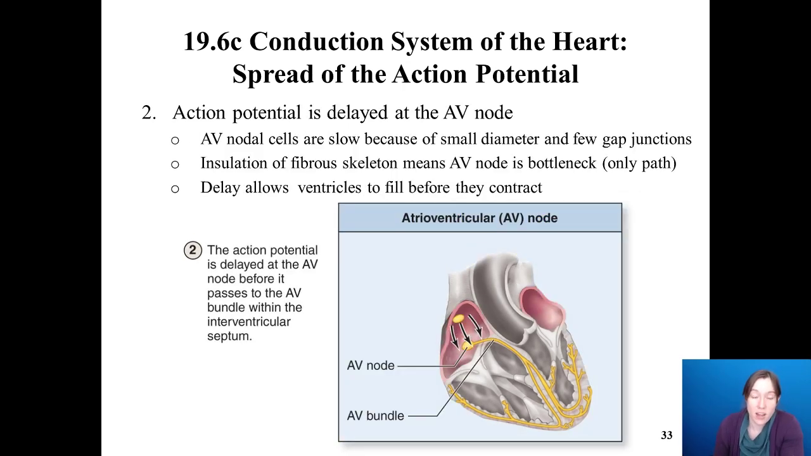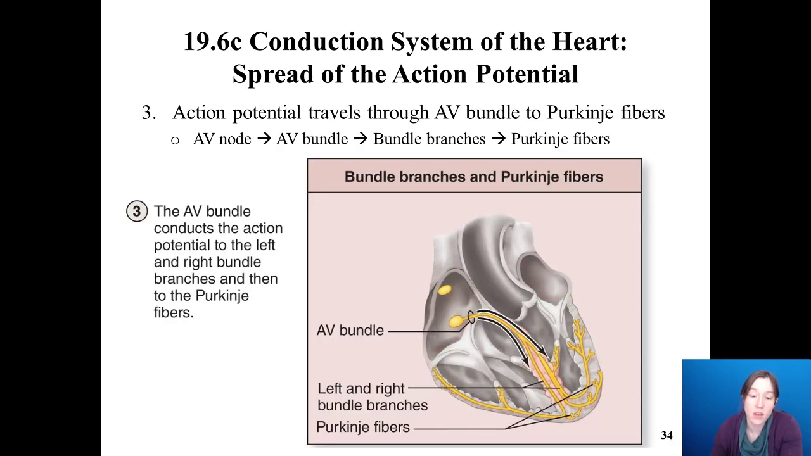Next, the action potential is delayed at the AV node. AV nodal cells are slower, they have a smaller diameter and fewer gap junctions. Also, that insulation of the fibrous skeleton means there's only one path for the impulse to go through. And this delay allows the ventricles to fill before they contract, so it's really important. Next, the action potential moves through the AV bundle and through the bundle branches to the Purkinje fibers.